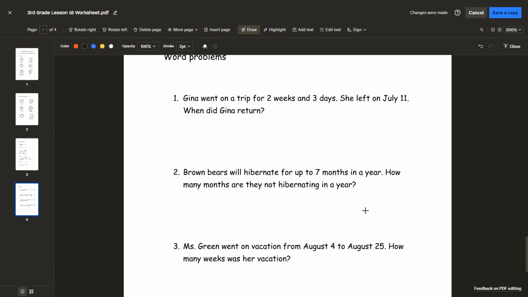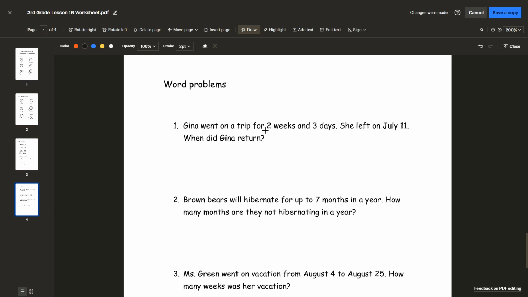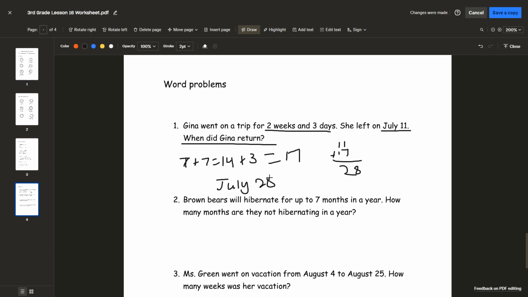Final page is word problem. So Gina went on a trip for 2 weeks and 3 days. She left on July 11th. When did Gina return? So 2 weeks is, there's 7 days in 1 week. So if there's 2 weeks, 7 plus 7 equals 14. And then there's 3 days, so plus 3 equals 17. Right? And so we add 17 to the 11. So 11 plus 17, we do 8, 2. So she should come back on July 28th.